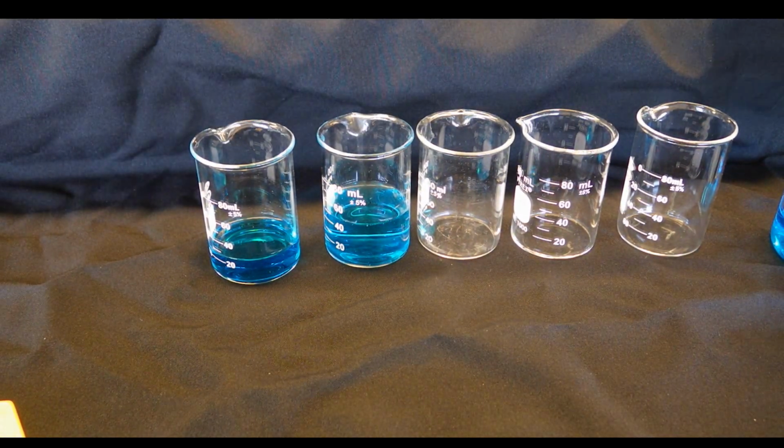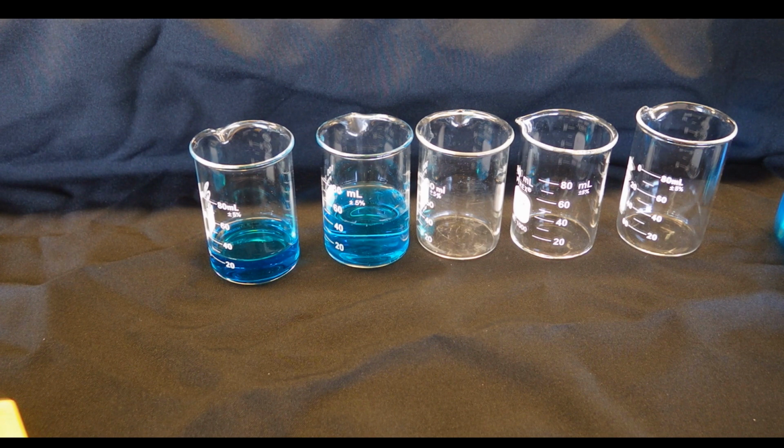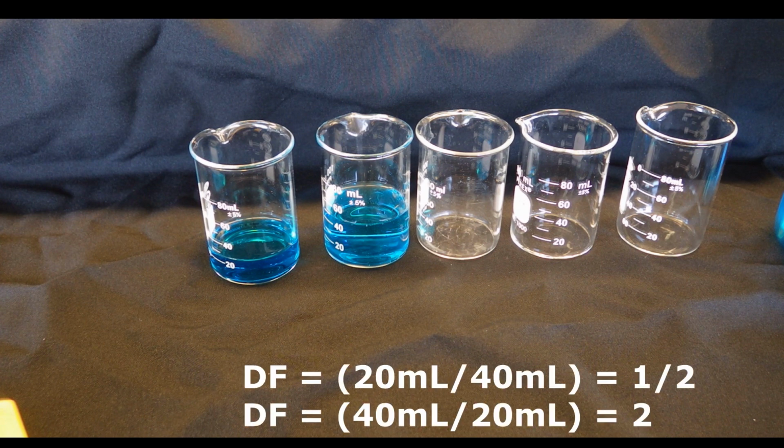Since the volume increased by a factor of 2, the concentration decreases by a factor of 2. Those volumes, 20 and 40, can be combined to make what's called the dilution factor. You can say the dilution factor is either 20 over 40, which is a half, or you can say it's 40 over 20, which is 2 times. Use that dilution factor to calculate the final concentration.